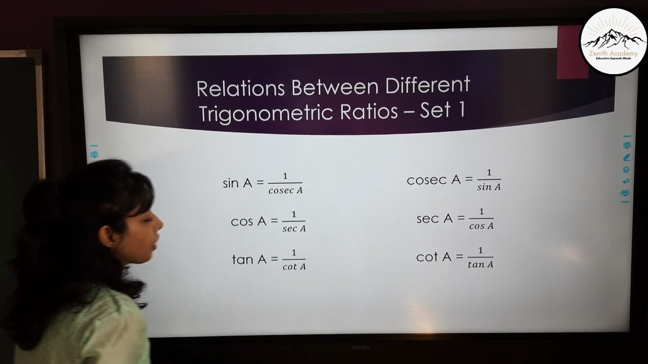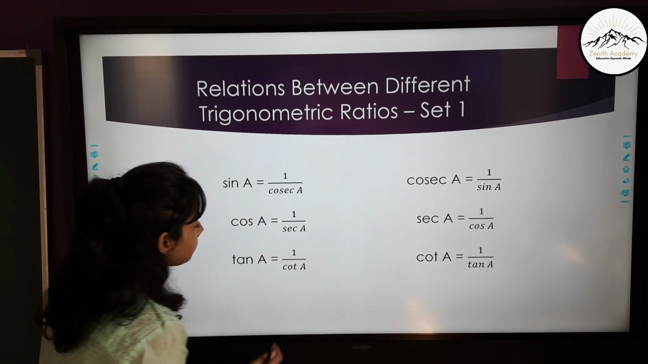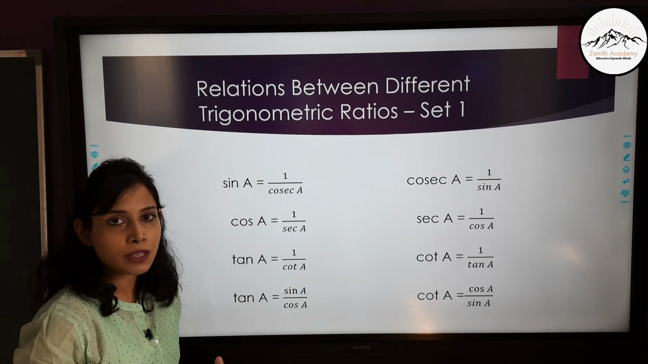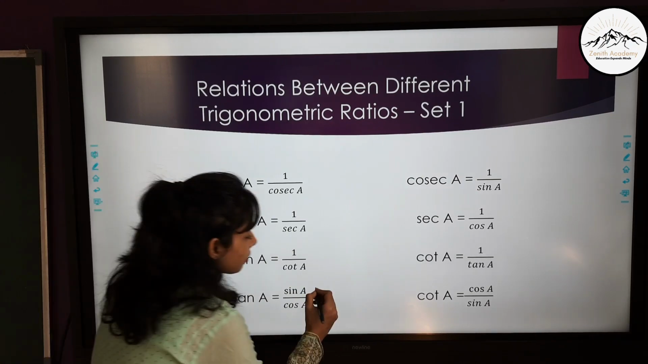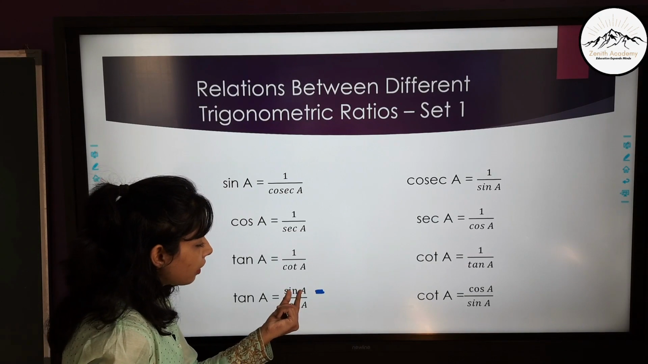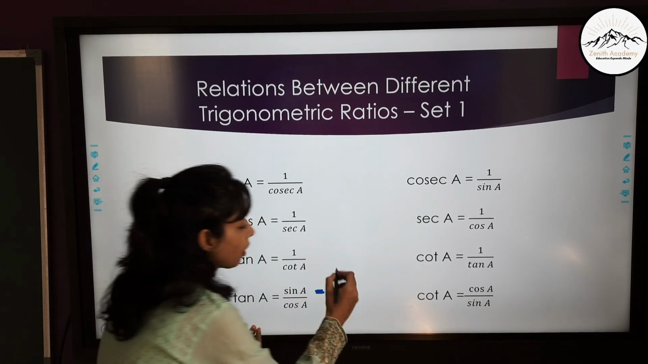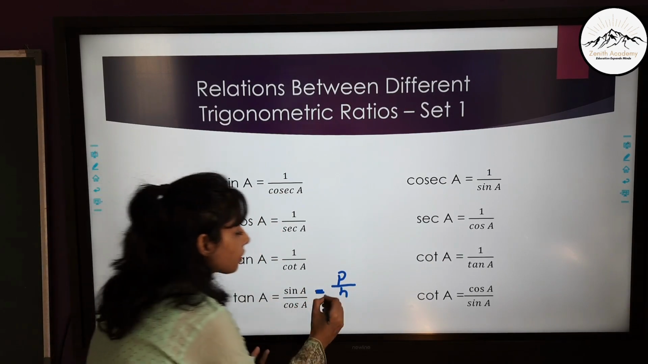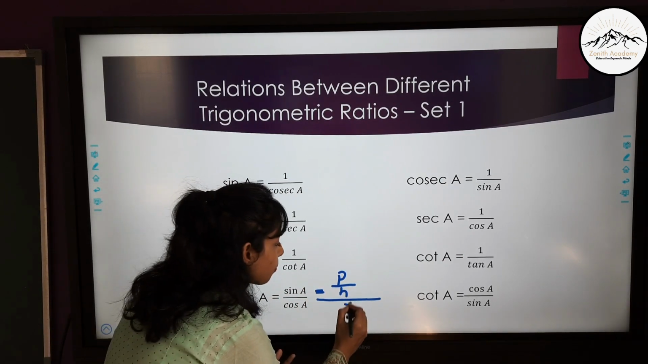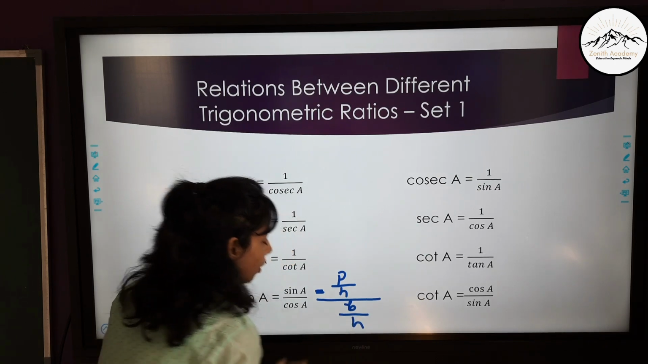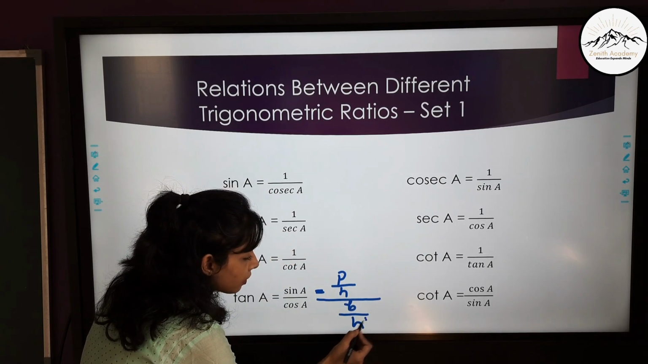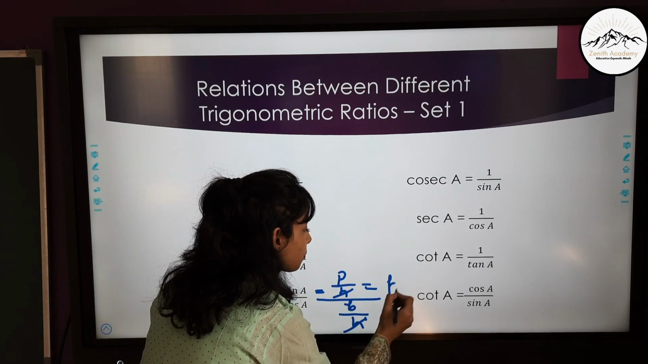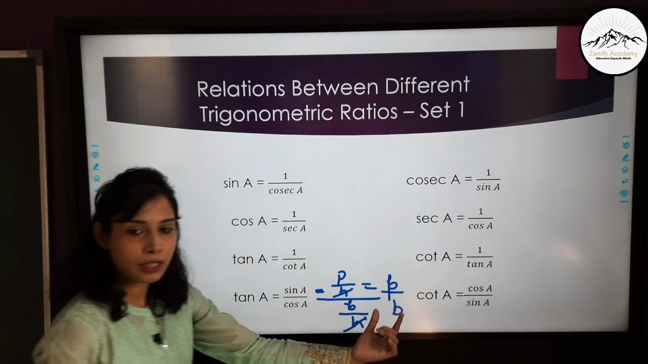Now, the most important: tan A is equal to sine A upon cos A. Now, how is this possible? If you see clearly, sine A is perpendicular upon hypotenuse. And what is cos A? Cos A is base upon hypotenuse. So, if we write it like this, hypotenuse and hypotenuse will get cancelled, and what we'll get is perpendicular upon base, which is actually tan theta.